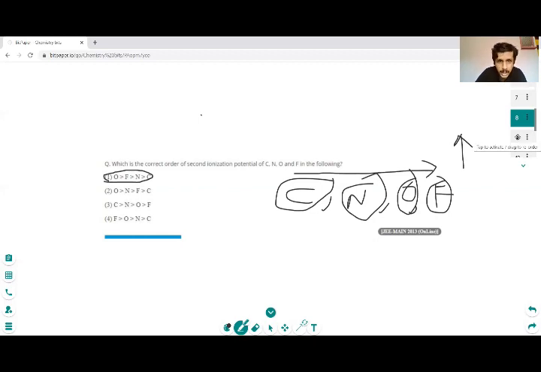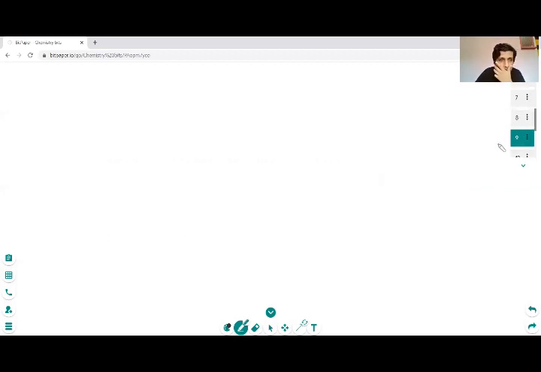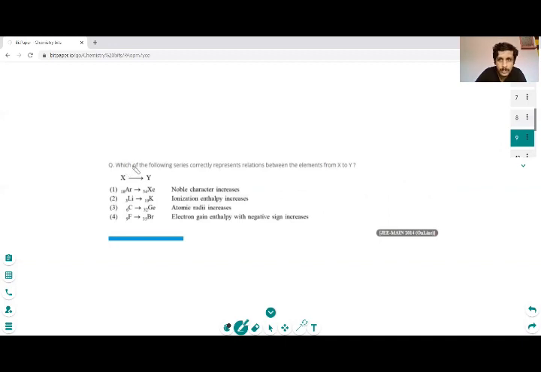I think this is clear. And let's move to the next question. Which of the following series correctly represents the relation between elements X to Y? That is, when you move from something to another, what is the change that happens? For example, when we move from argon to xenon, noble character increases.